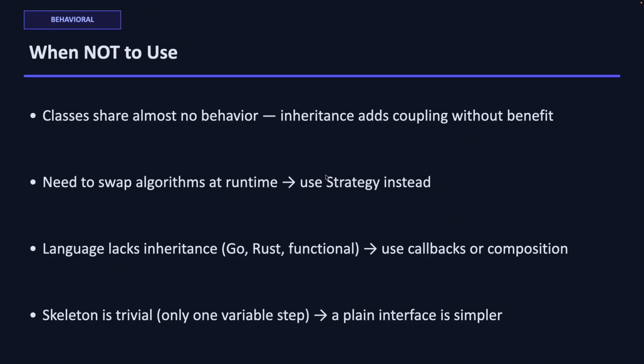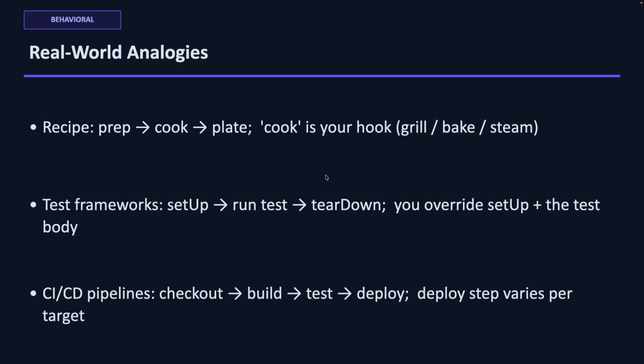Or if we shouldn't also use this if the skeleton is trivial. If there's only just one step, the template seems like it would just be like call this one thing. Just having a simple plain interface is much simpler and clearer.